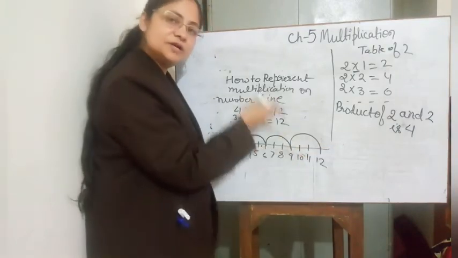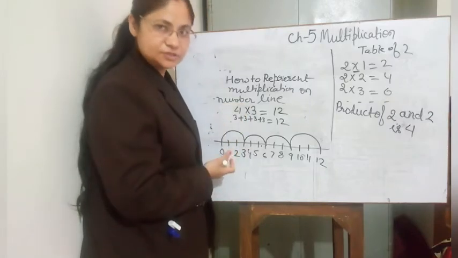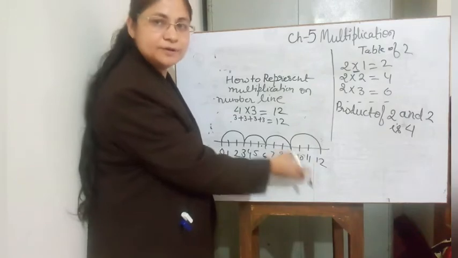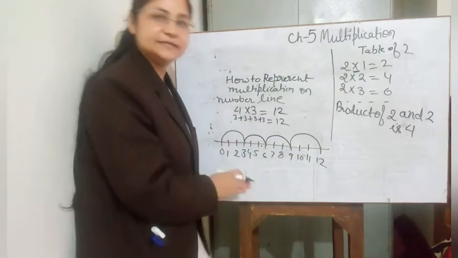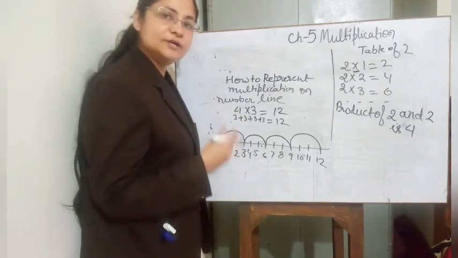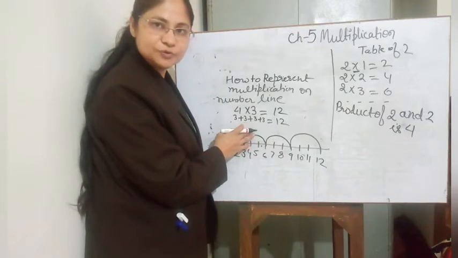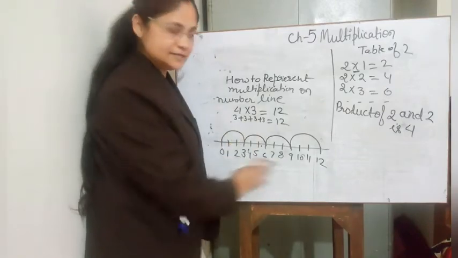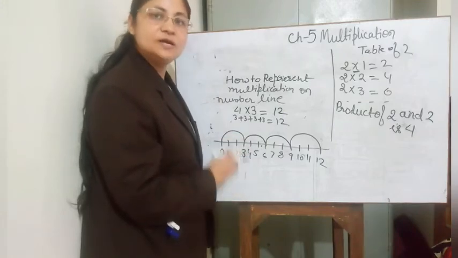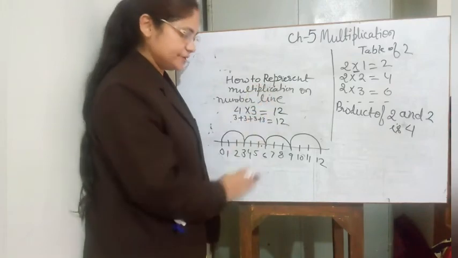We can draw this line as much as we want. Okay, here I have just written the numbers up to 12 because this was my need. So according to my need I have written. You can write according to your need. Got it? I hope it is clear to you. In this way we can represent multiplication on a number line. Okay, now I am going to rub it.